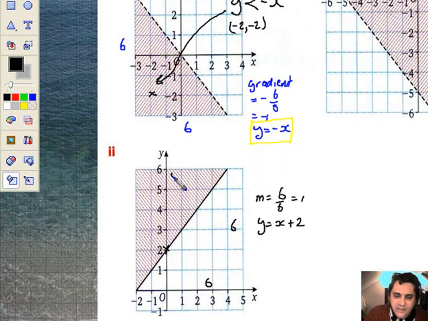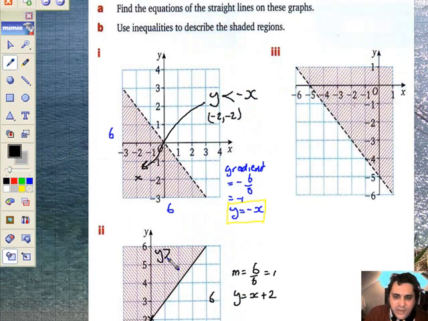Therefore, what's the region here? y is greater than or equal to x plus 2. This is much easier to test out because we're in positive territory and we have a positive gradient. So what have I got here? I've got x is 1 and y is 4. Put it inside there. When x is 1, I've got 1 plus 2 is 3, and is y greater than 3? Yes, y is greater than 3 because y is 4 at that point. Is that alright? So that's correct.